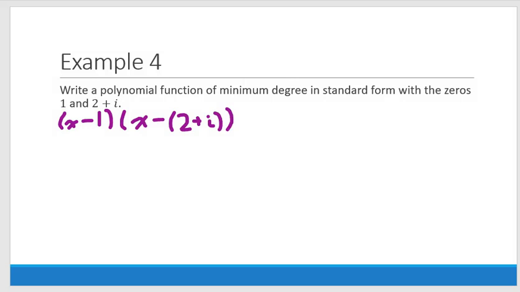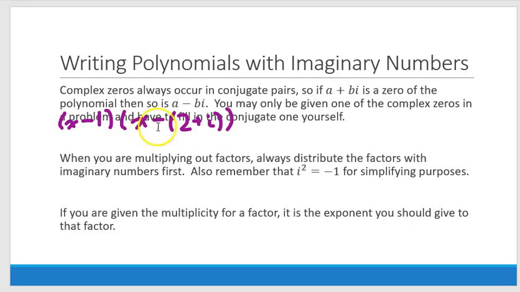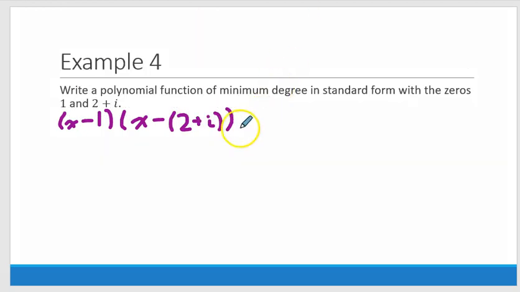Also, let me remind you, since I have a complex 0 here, it's important that we remember this rule I gave you. If they only gave you one of the complex zeros, you have to know that the conjugate is also a 0. So we need to fill in on our own that we have x minus, and then in parentheses, the conjugate of 2 plus i is 2 minus i. So that's what that first bullet was talking about. They may not give you all of the zeros. They may give you one of the complex ones. You have to fill in the other one on your own by knowing the conjugate.